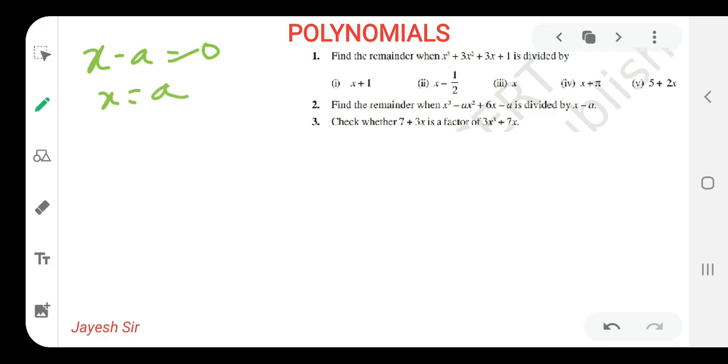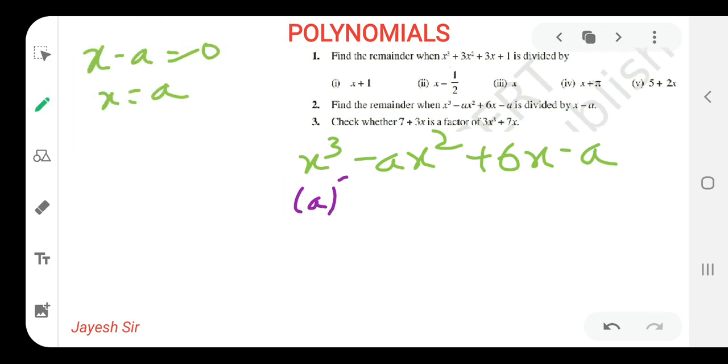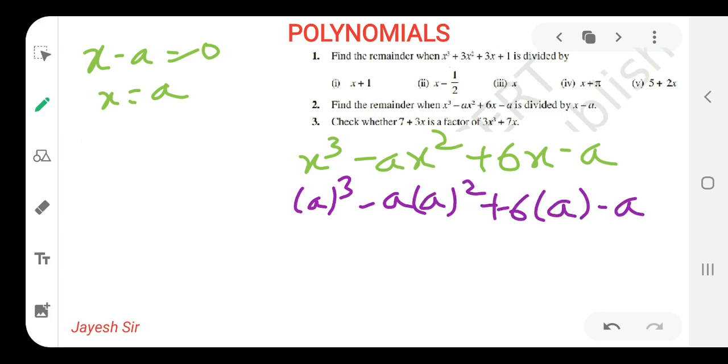So instead of x we have to put the value a. This is our equation, x cube minus a x square plus 6x minus a. Now we have to put the value of x as a. So here it will become a cube minus a into a square plus 6 into a minus a.